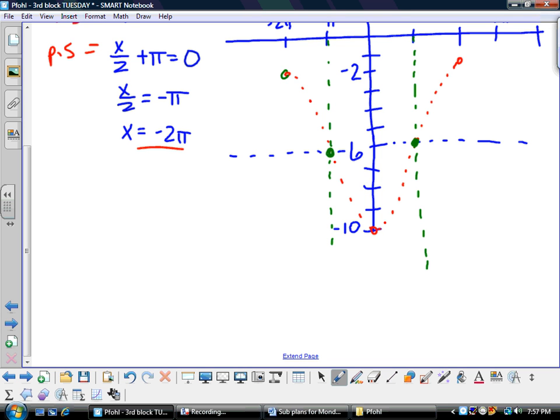Then we go to the max and min points and draw our dots. And we make the u's going towards the asymptotes from those two dots. There's one complete cycle or one complete period of this secant graph.